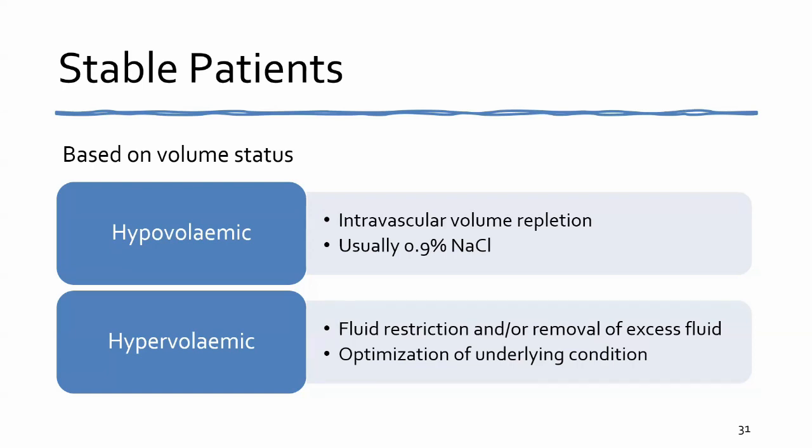Then in hypervolemic patients, at the end of the day, we have to optimize the underlying condition that's causing the hypervolemia and the hyponatremia, whether it's CCF or renal failure or whatever the case may be. So depending on the specific condition, we'll usually fluid restrict and possibly remove excess fluid with things like loop diuretics. And then we can also use things like Vaptans. I don't know if these are even available in South Africa, but Vaptans are vasopressin receptor antagonists. So they can be used for specific chronic euvolemic conditions.